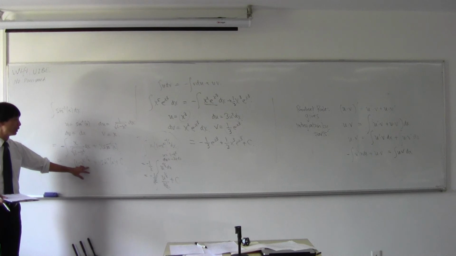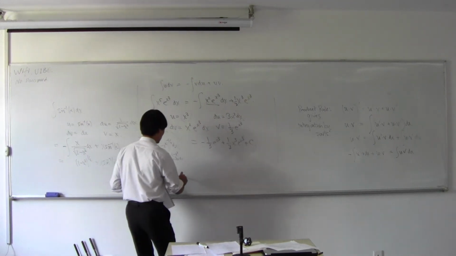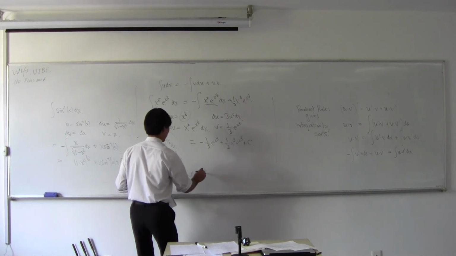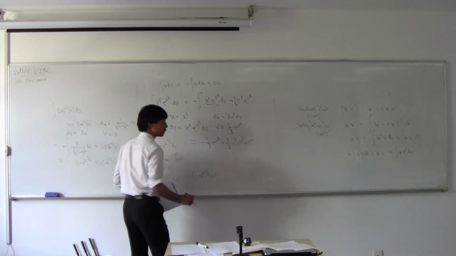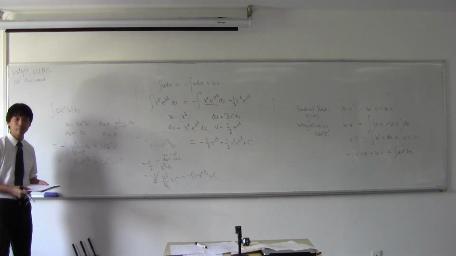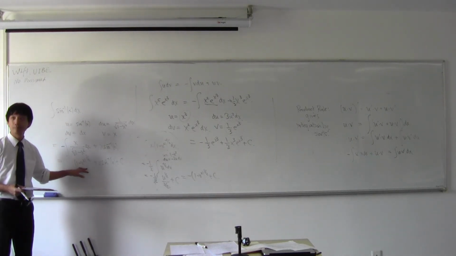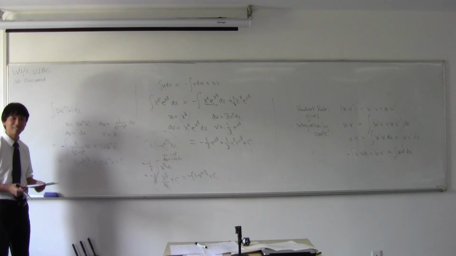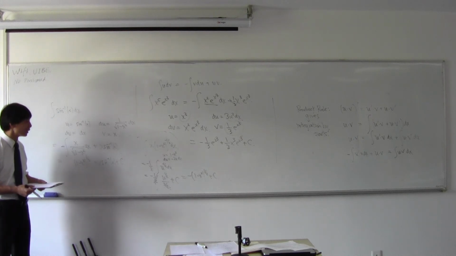Right, and so we end up with negative (1 minus x squared) to the 1/2 plus c. Okay. That's all right.